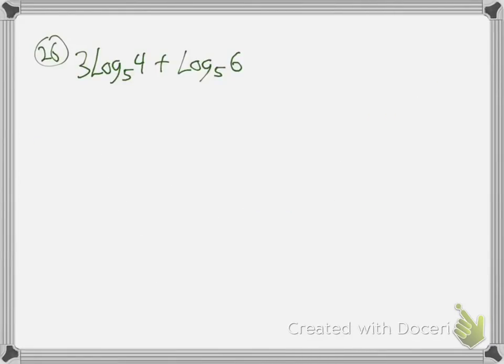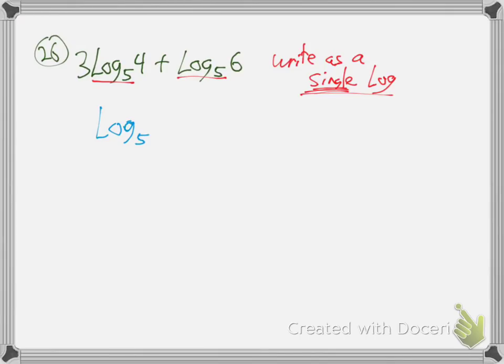Okay, here's question number 26. What they want us to do is write as a single log. They want us to take those two logs and make them into one log, a single log. Combine them together into one log. How do we do it? Well, notice the bases match, right? Log base 5, log base 5. So I can just make it one log base 5, like that.